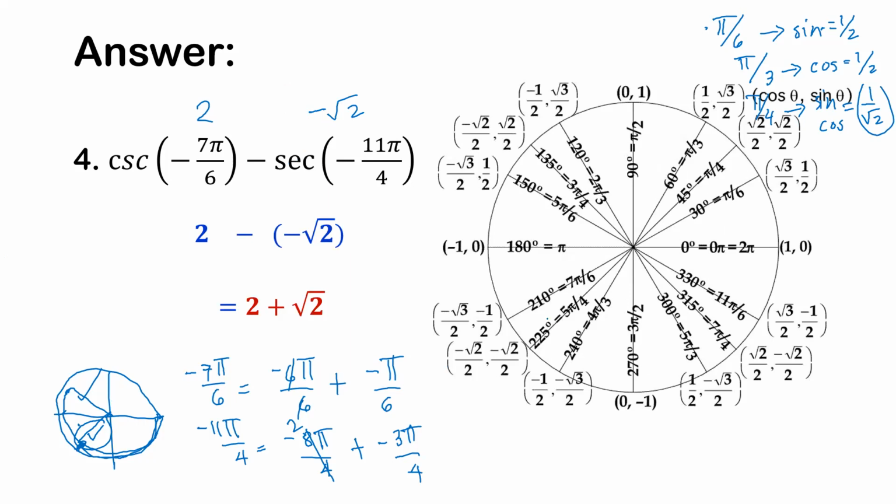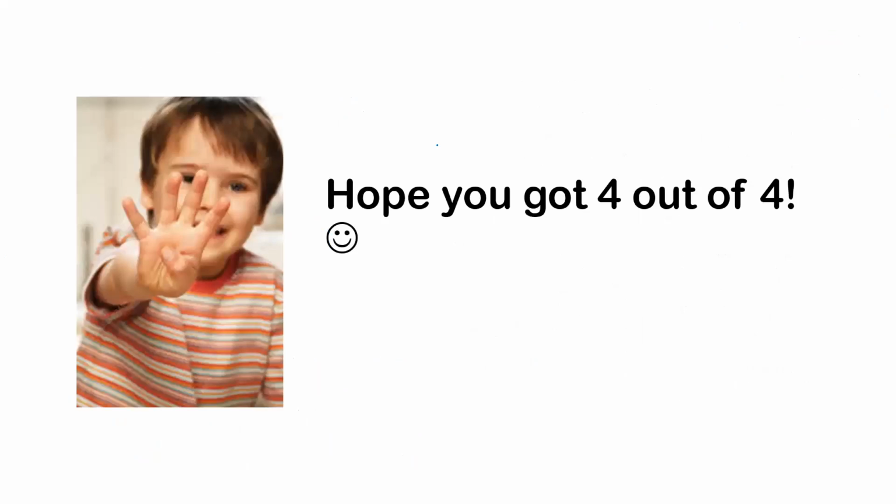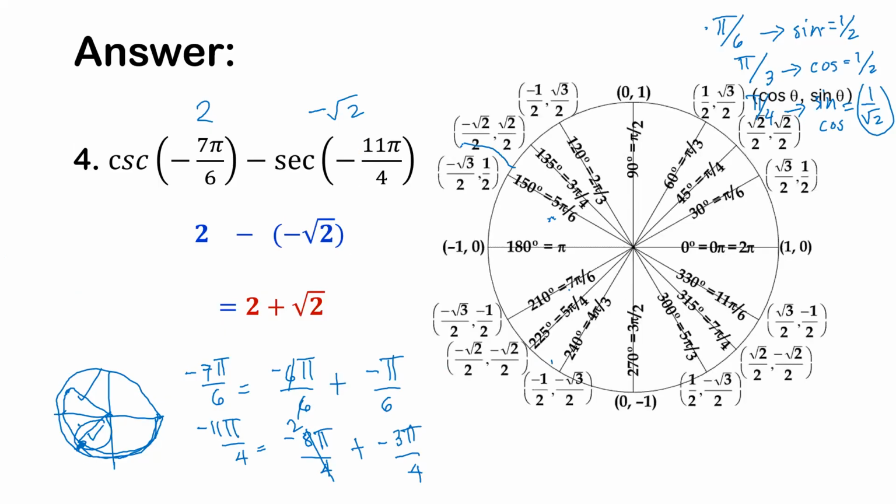Okay? So, kung makakatulong ito sa inyo, pwede nyo rin naman gamitin. Kaya lang, medyo malilito kayo. Kailangan alam nyo na yung 7 pi over 6 is negative. So, you'll be making use of this one instead. Okay? So, ito yung gagamitin. This one instead of this one. Take note, it's negative.